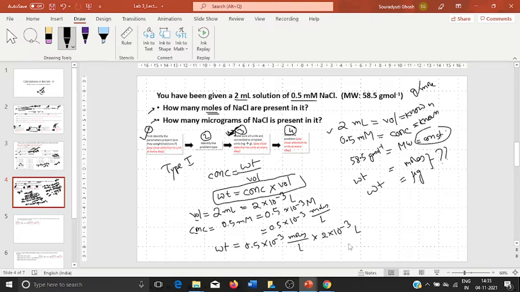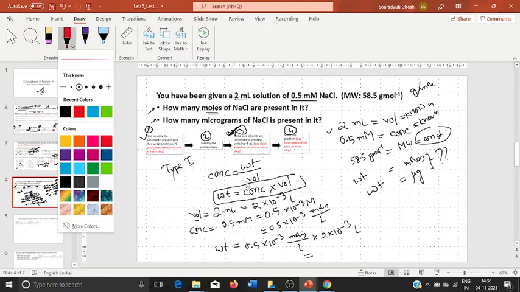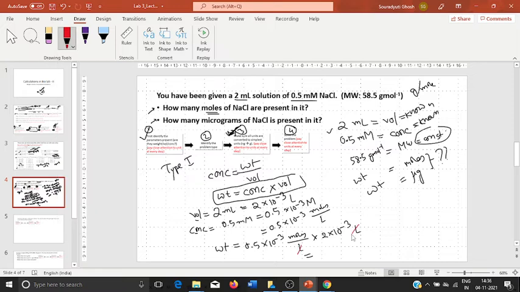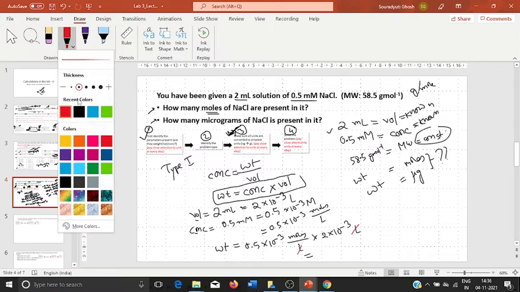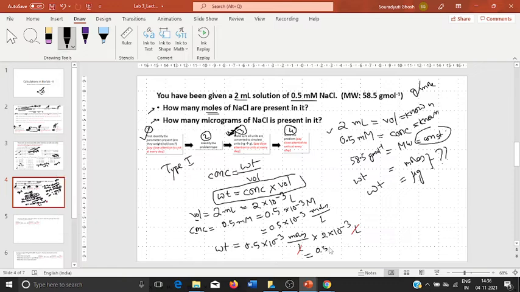Okay, and what's going to happen next? You are going to cancel the liter and liter, and you will end up with moles. So liter and liter are cancelled, and you end up with 0.5 into 2 into 10 to the power minus 6 moles. So that is the first answer that is done.